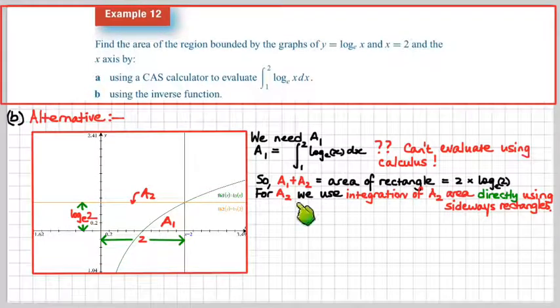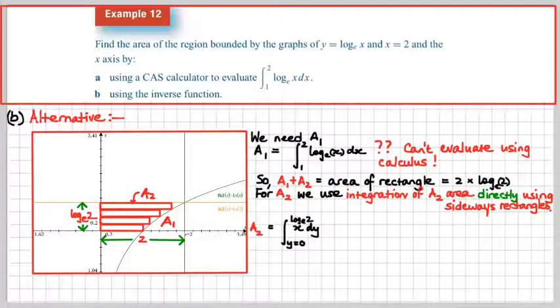Now for A2, watch this, this is where we change from the previous technique. For A2, guys, this one in here, we're going to integrate the A2 area directly using sideways rectangles. Good heavens, you say. Yes, well, look, it's really logical and it's really beautiful. This is why I always want you to think of integration as areas of rectangles, because you can untangle any mess if you just go back to the rectangles, okay?